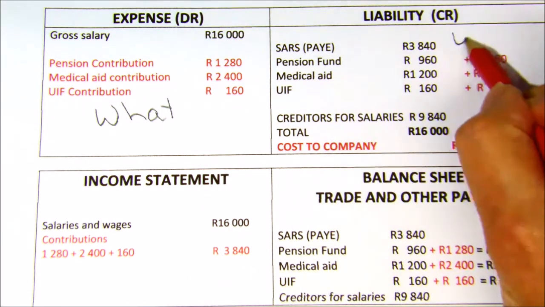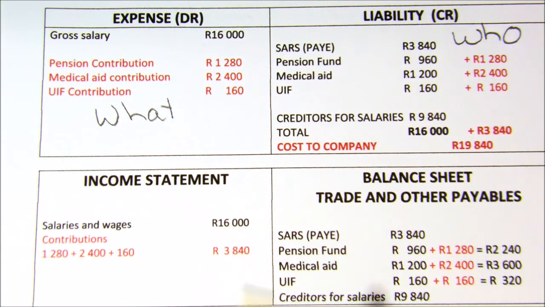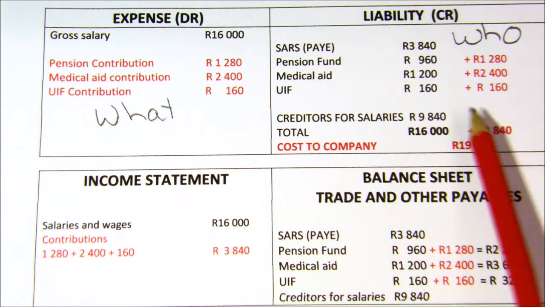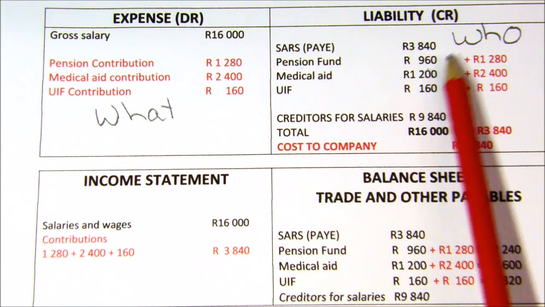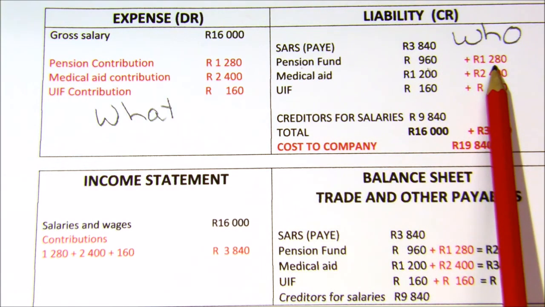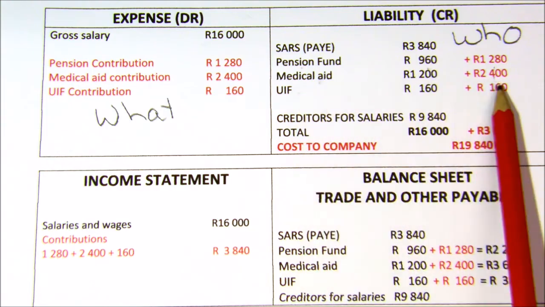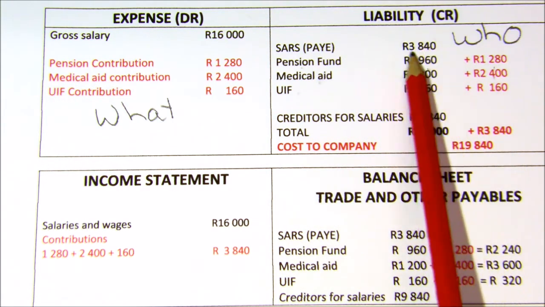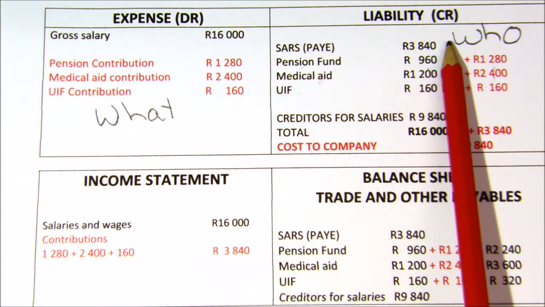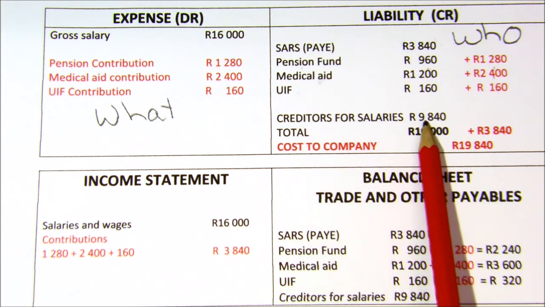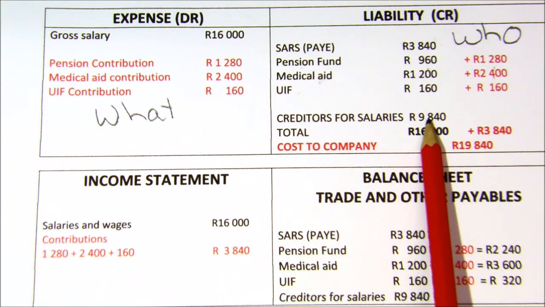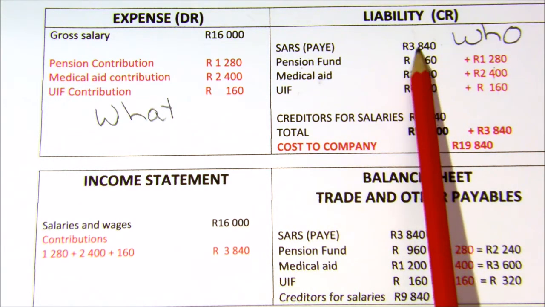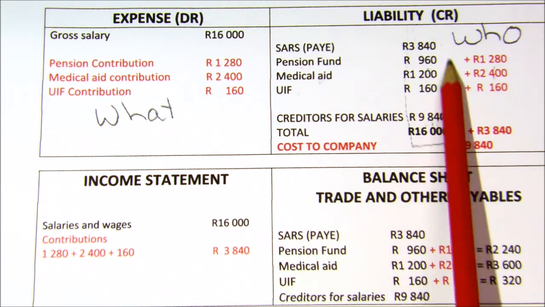But again, who are they paying these amounts to? And because most adjustments they haven't been paid, we now owe the pension fund not only the 960 that the worker has to pay, but the extra 1,280. Same with the medical aid, same with the UIF. The SARS doesn't change because firms are not allowed to pay your tax. And the creditors for salary is still the same as we had above. It's still based on your gross salary minus what you, the worker, have had to pay out of your salary, minus your deductions. So, from the top, we said that came to 16,000.